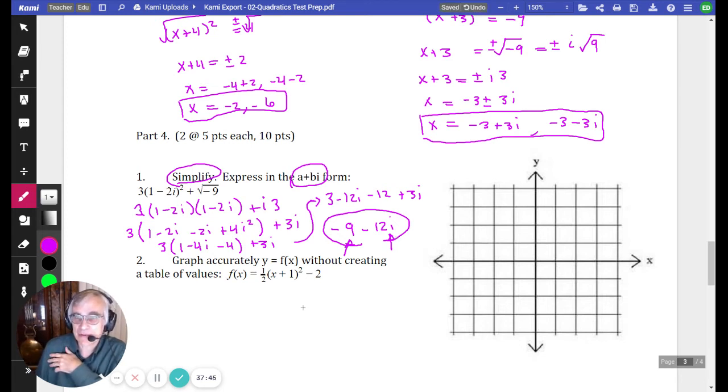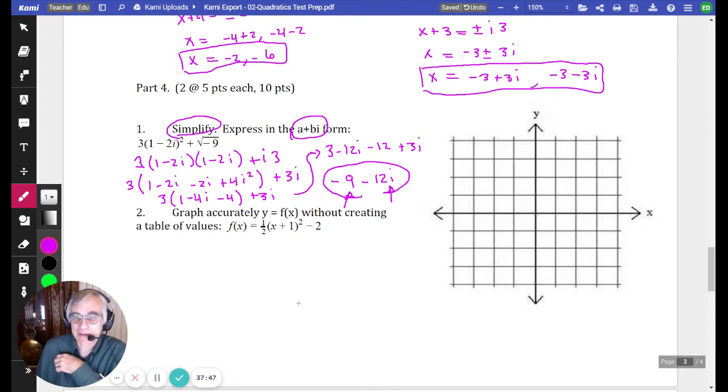And then number 2, graph completely y equals f of x without creating a table of values. So that means we don't want to just laboriously plug different x values in and calculate it out and plot, number by number by number. So I want to think about this function as if it were a function transformation. And I see that it's in vertex form.